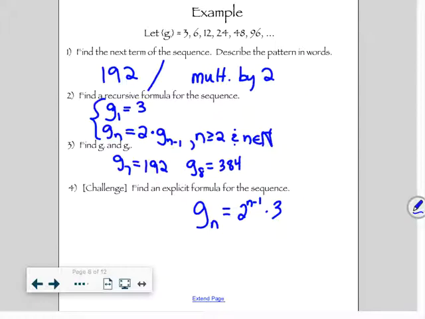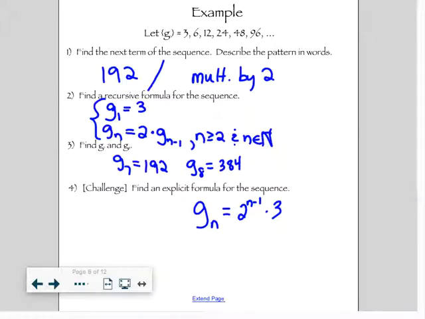Okay, and we're gonna figure out tomorrow how you come up with this one. But you do start with 3, and then I don't want to say 3 times 2 to the n because that would have given me 6 to start. So I had to go back 1. So that's why it's the 2 to the n minus 1.